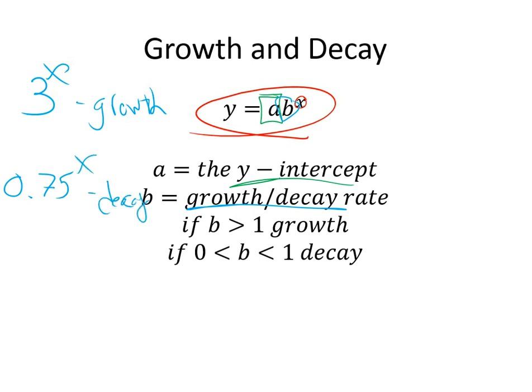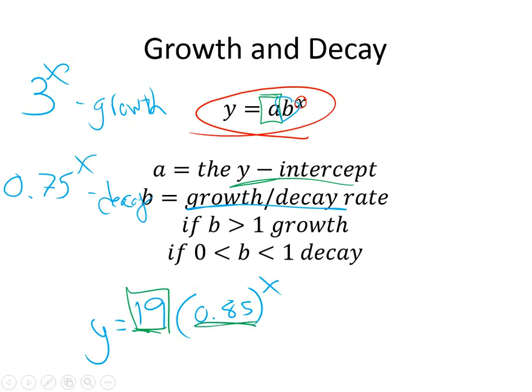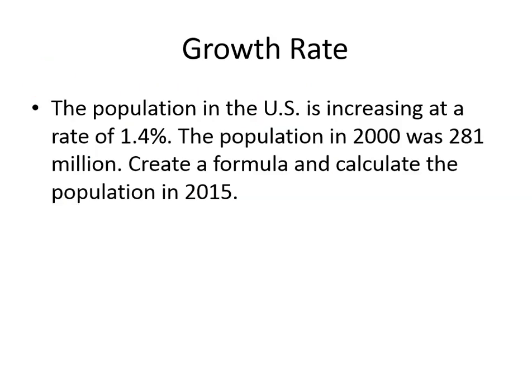Now, how you might see these written: you might have y equals 19 times 0.85 to the x. This is how it would be written out. This 19 is your y-intercept. This is your growth or decay, and since it's less than 1, we would consider it a decay. And then x is your variable. Usually x is time.